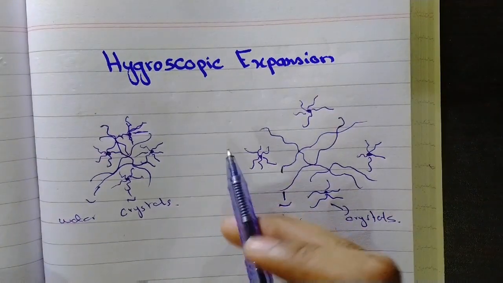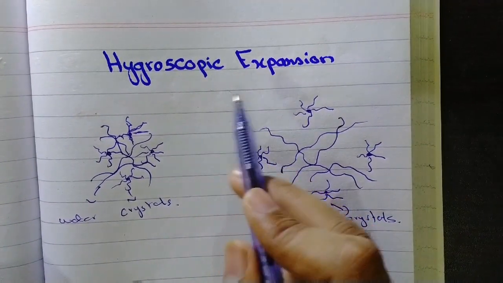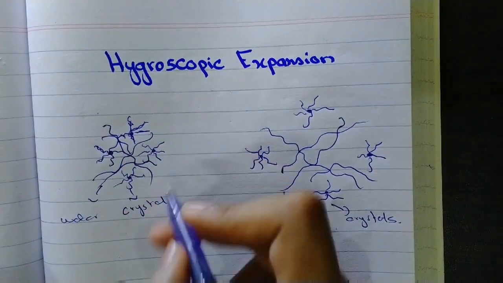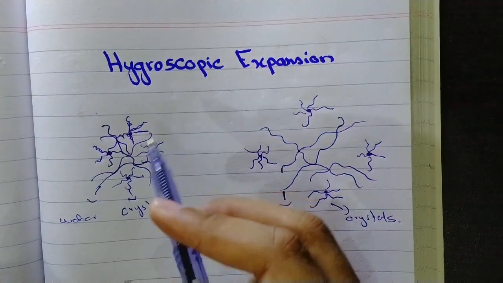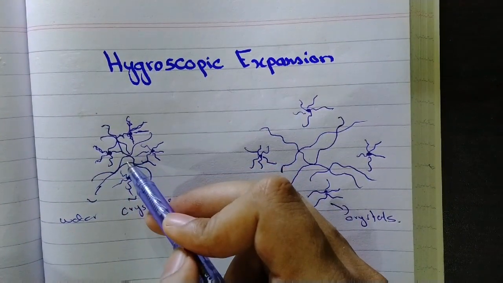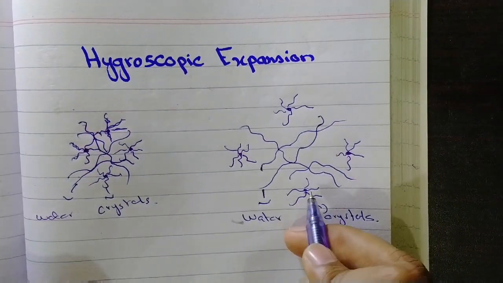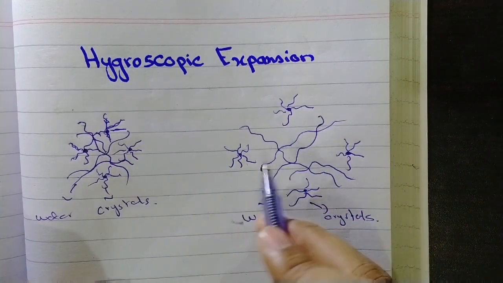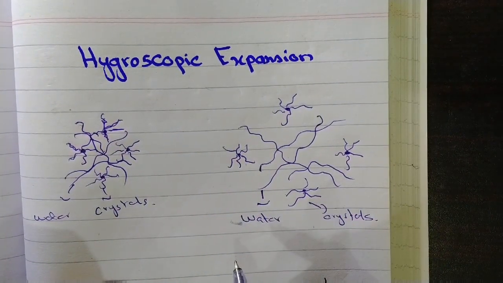Now I am going to explain the mechanism of how hygroscopic expansion occurs. Suppose these are the dihydrate crystals. These four are the dihydrate crystals, and there is a space between them. In these spaces, water is incorporated, and the water creates space between the dihydrate crystals. So that is how hygroscopic expansion works.